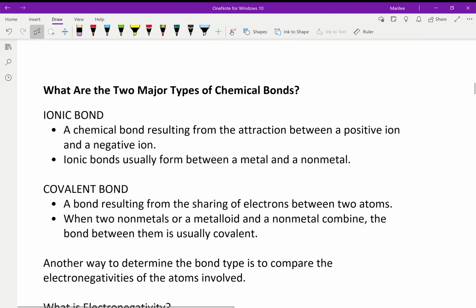So what are the 2 major types of chemical bonds? We have ionic bonds and covalent bonds. An ionic bond is a bond between a positive ion and a negative ion, and this is usually formed between a metal and a non-metal. On the other hand, a covalent bond is when the electrons on the outer shell of two atoms are shared by the two atoms. And this is shown between two nonmetals, or a metalloid and a nonmetal combined.